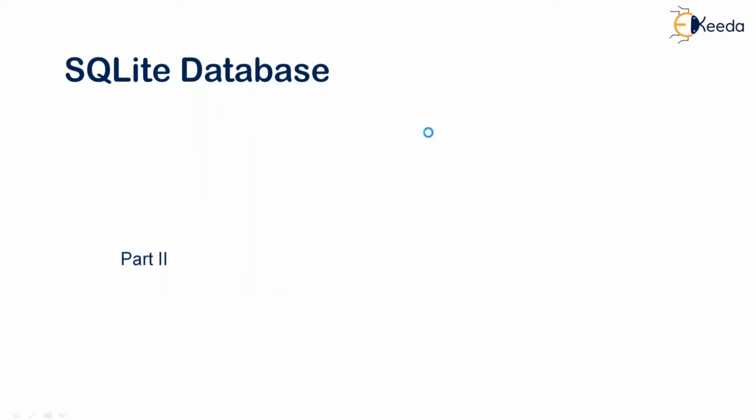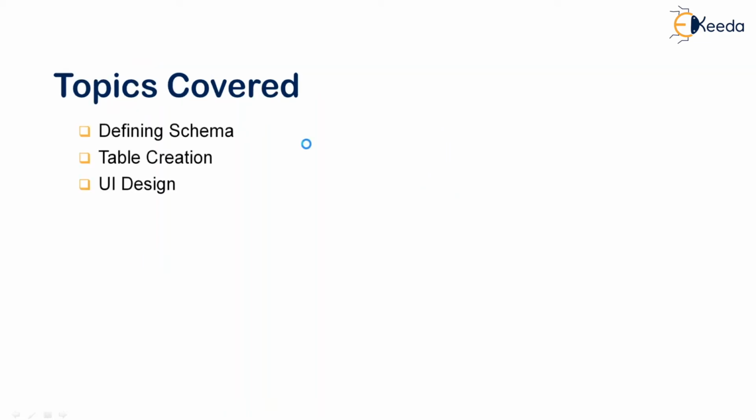In our previous session, we discussed the Sqlite database overview and the key classes available for us. In this session, we will see how to define the schema, how to create a table inside a database, and how to design a UI for a particular project. Now we'll create an example with UI design. It's like a project actually. So we'll start the UI of that project in this session, and in a future session we will continue working further with the concept of Sqlite database.